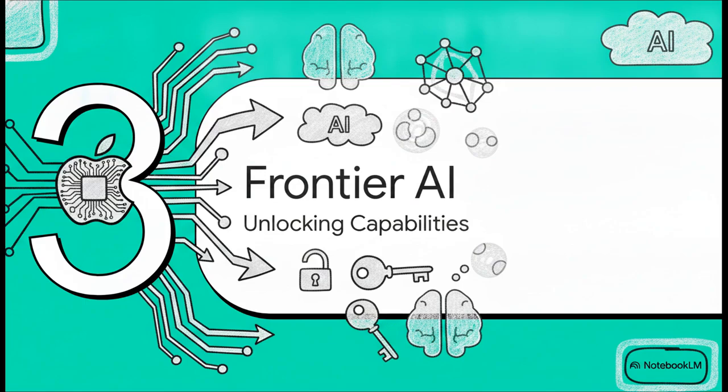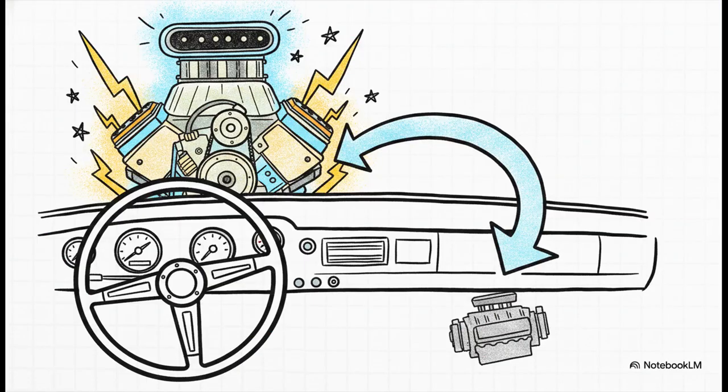Okay, section 3, unlocking frontier AI capabilities. Let's get to the really fun part and see how this builds out into massive features, all without changing your existing workflow. I really want you to think of this as the ultimate engine swap. Apple gives you the dashboard, right? The steering wheel, the pedals, the dials, that's their LanguageModelSession API. You already know exactly how to drive it.